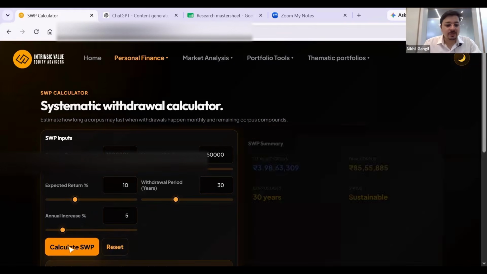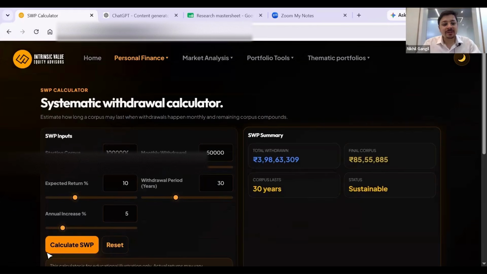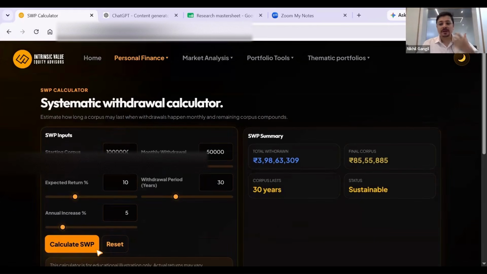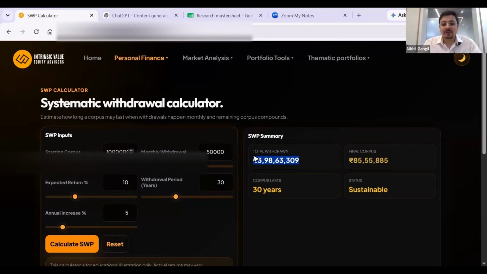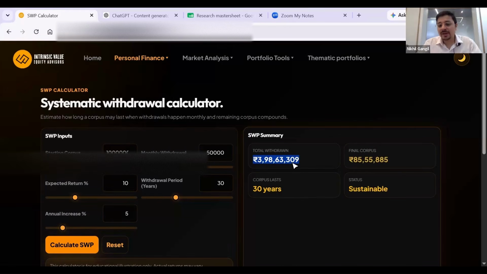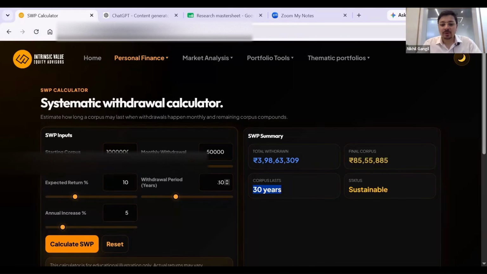And then you will be calculating your SWP journey. Calculate SWP means calculate SWP journey. So the whole journey is in front of you right now. The total withdrawn amount from only 1 crore rupees will be 3 crore 98 lakhs, and at the end also 85 lakh rupees of final corpus will remain. The corpus will last 30 years because you have put 30 years.